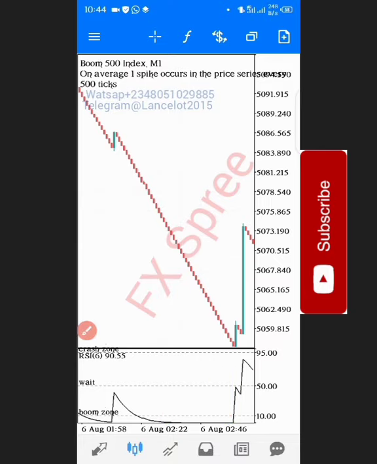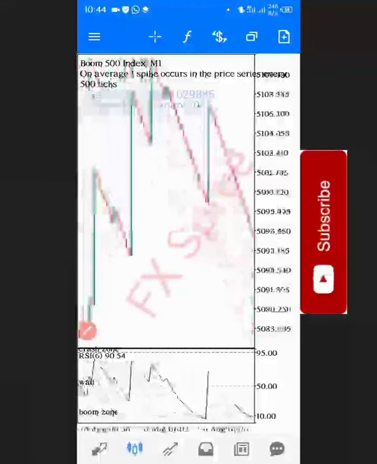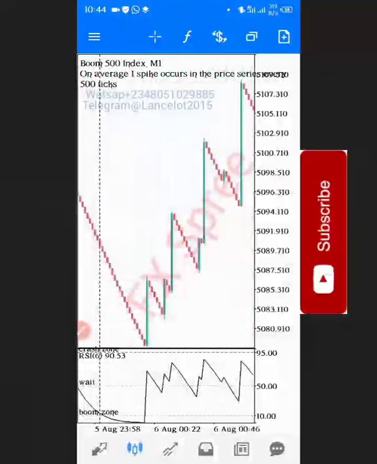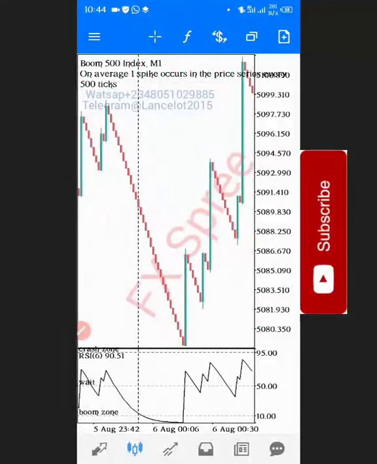Meanwhile, always consider your account size when you go for spike catching, because easily you can lose a lot of money. So you look at your account size and the lots. Most importantly, risk management. You should know how to manage that.